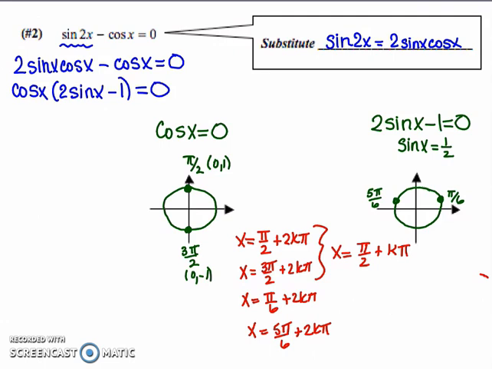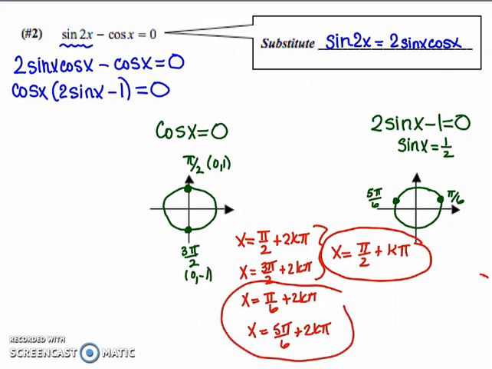The other two, the pi over 6 and the 5 pi over 6, aren't pi apart, so we can't condense those down. So we're going to end up with 3 solutions to this equation, and they are right here.